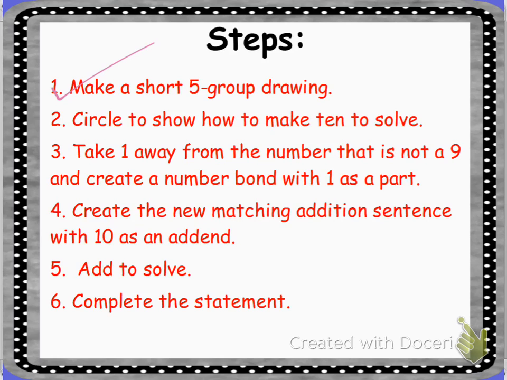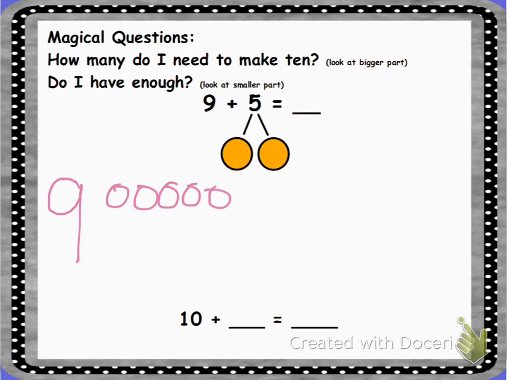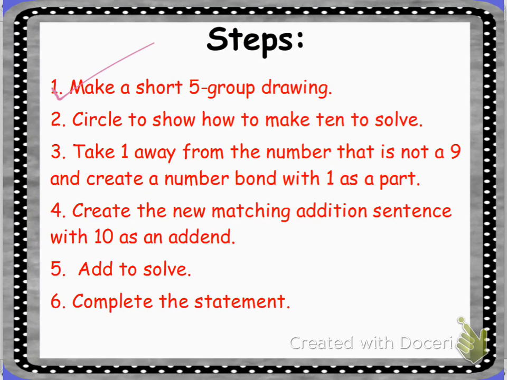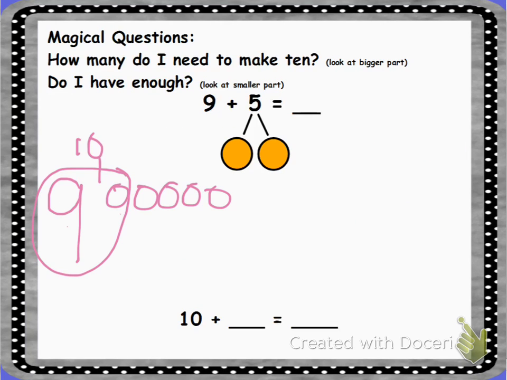Now number 2, we're going to circle to show how to make 10 to solve. Well, we know that it's 9, 10, so 9 needs 1 more to make 10. So I circled to show how to make 10. Step number 3, we're going to take away 1 from a number that is not 9 and create a number line with 1 as the part. So we're talking about this up here.